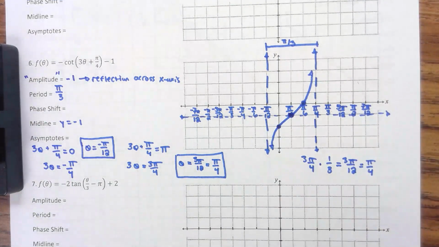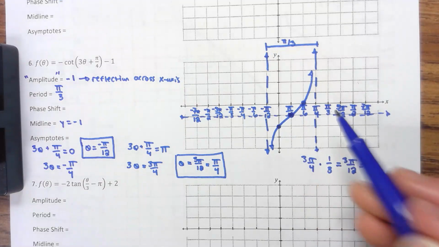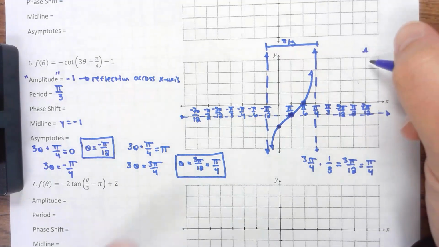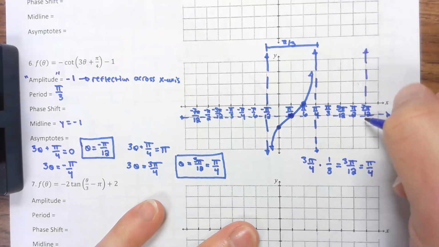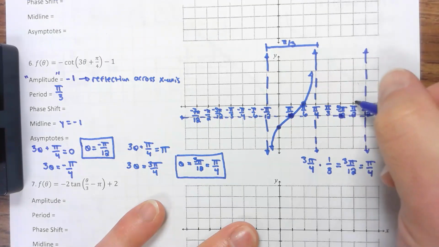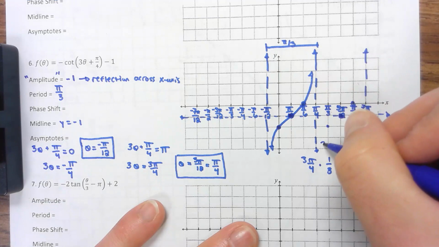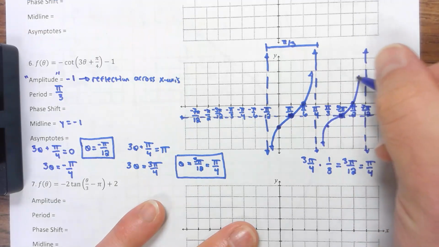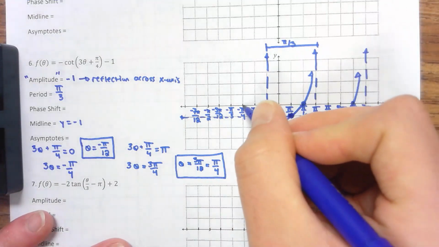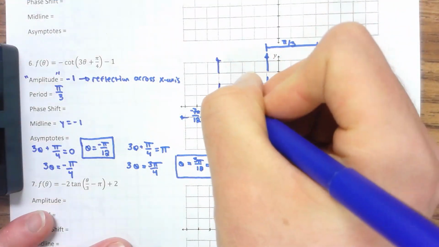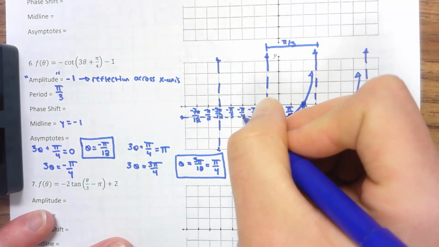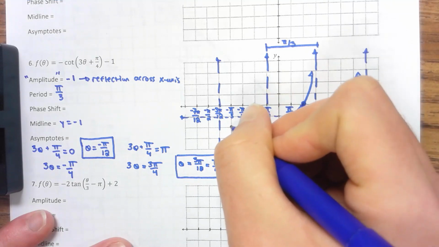Okay, and then we can just repeat this again. So every 1, 2, 3, 4 squares, I get another asymptote. 1, 2, 3, 4. Midline, right 1, up 1, left 1, down 1. Let's do one more off to the left. So left, 1, 2, 3, 4 squares. Midline is exactly in the middle. Right 1, up 1, left 1, down 1.